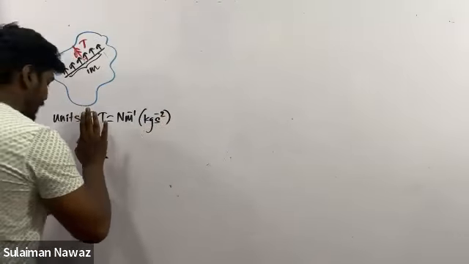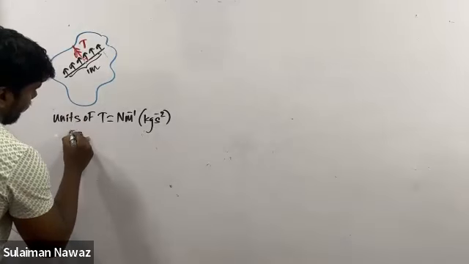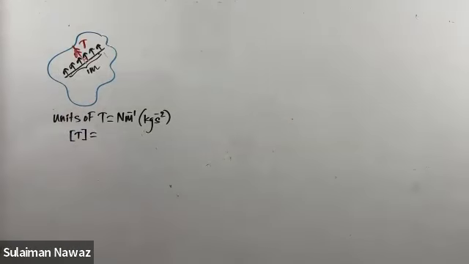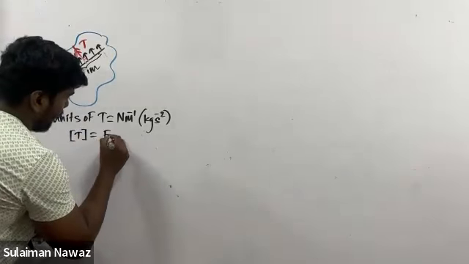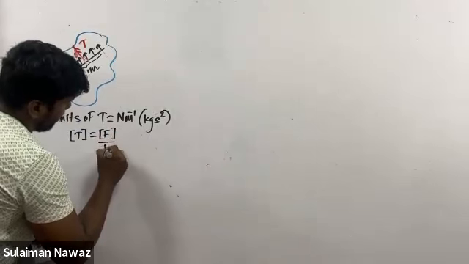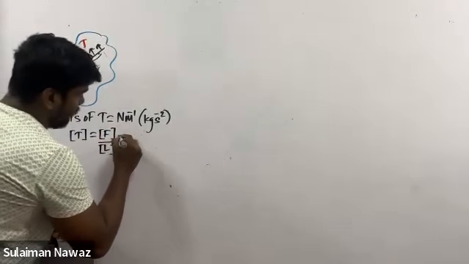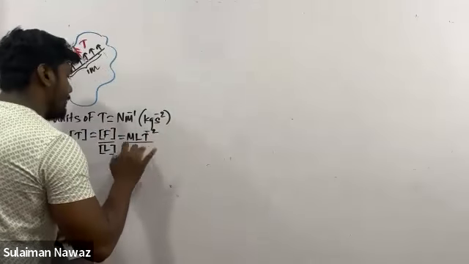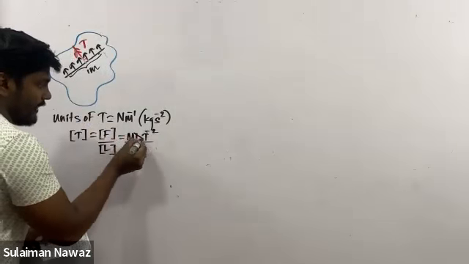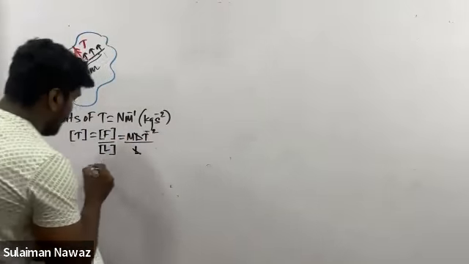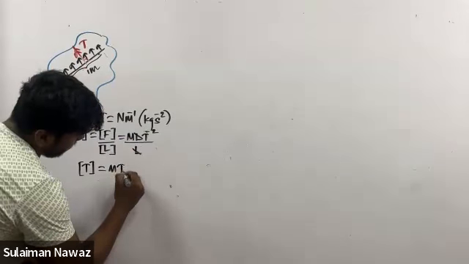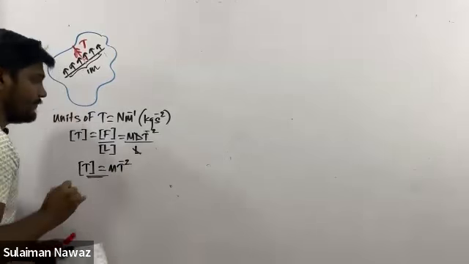If we find the dimensions of surface tension, it is the dimension of force over the dimension of length, right? The dimension of force we know is MLT minus 2. The dimension of length is capital L. Then we get MT minus 2. The dimensions of surface tension will be MT minus 2.